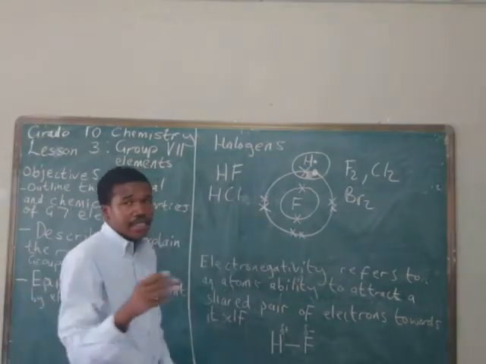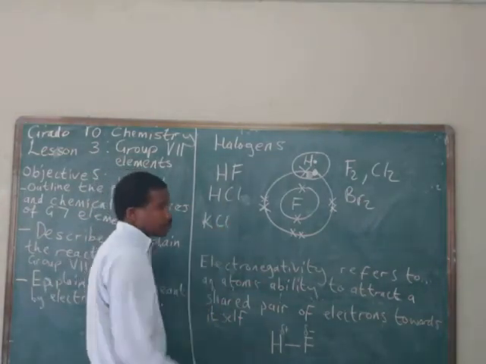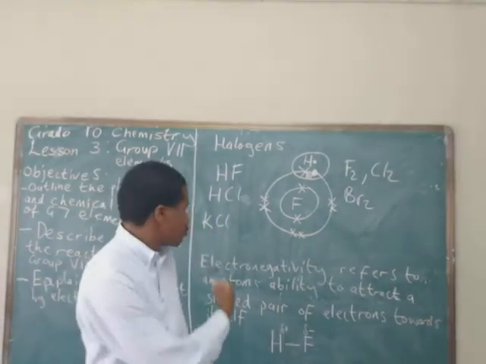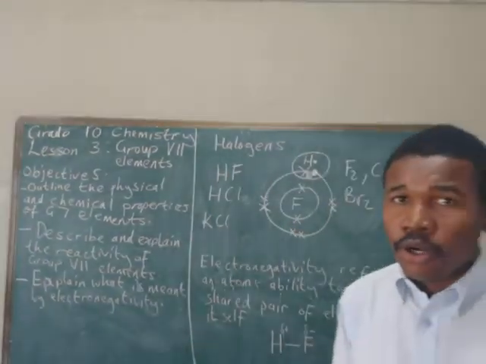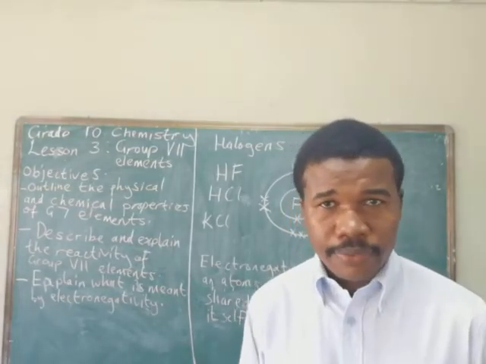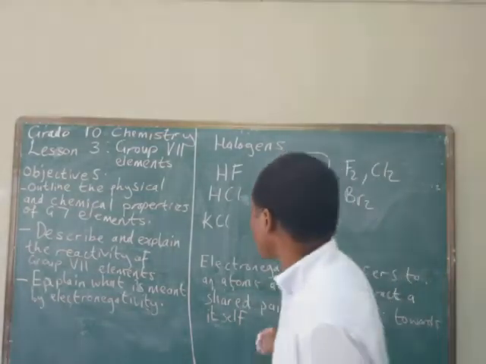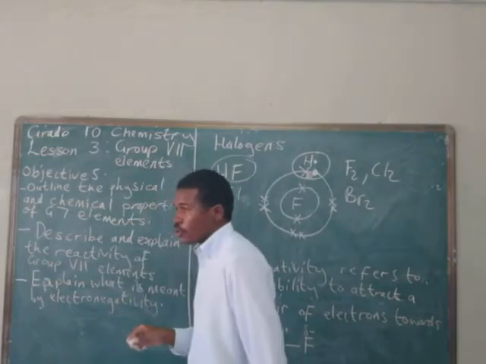They can also react with metals to form ionic compounds, such as potassium chloride, right? But when we then look at the ionic compounds, remember we're saying these ones would be covalent compounds.